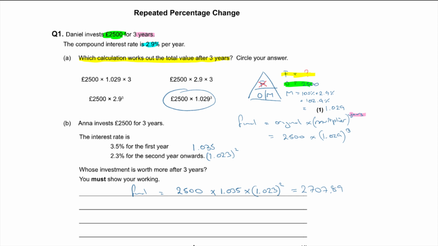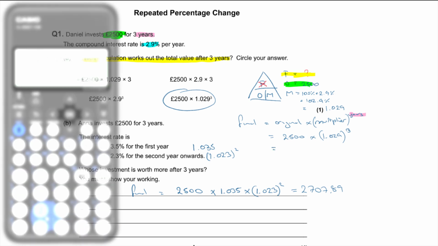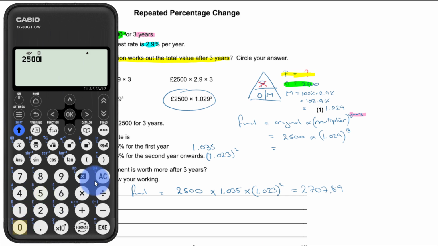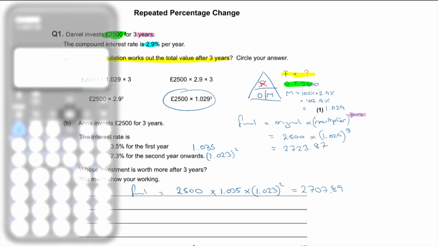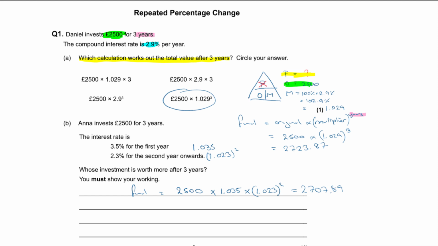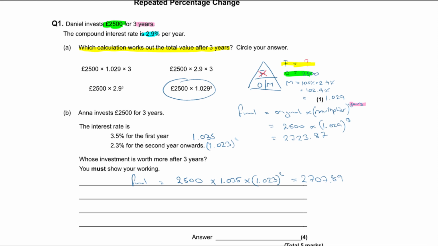Now we need to compare it, don't we, with what Daniel has to see which one is better. So I also need to evaluate this expression I wrote down here as well. So 2,500 times 1.029 raised to the power of 3. What does that one come out to? That comes out to 2723.87. Okay, so we can see then that Anna's investment was worth slightly less than Daniel's. So the answer is going to be Daniel.